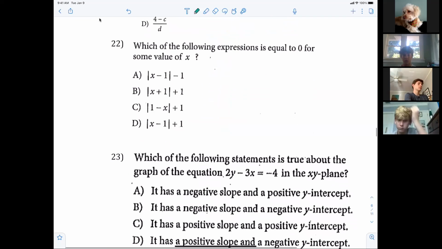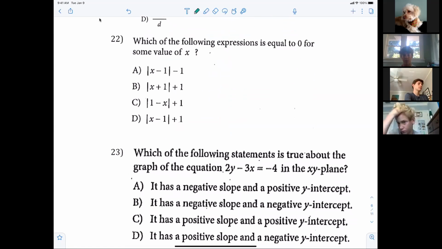All right. Which of the following expressions is equal to 0 for some value of x? This one's a great problem. If you knew that was A, pat yourself on the back. Again, I don't understand how that's a problem, because what's true about absolute value? It's all positive. So if I add 1, is it going to be able to be negative? No, no chance. So the correct answer has to be A. That's a good job. All right, please speak up if I need to be more elaborate or anything.